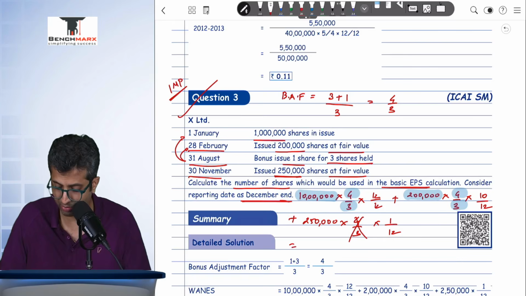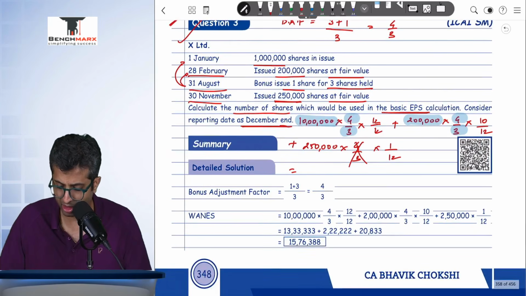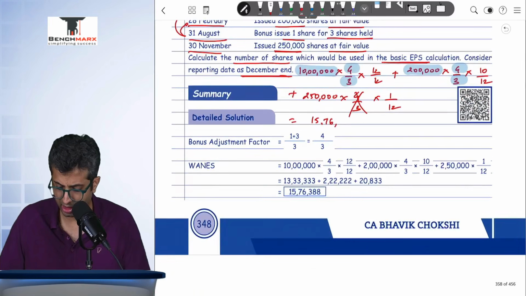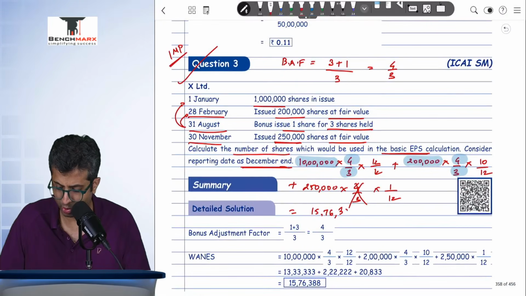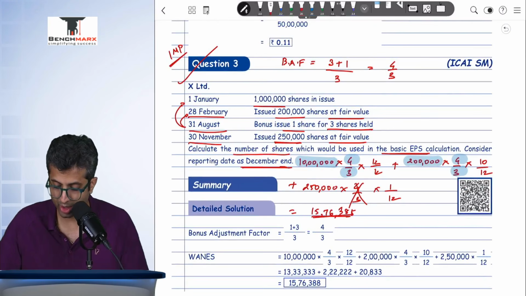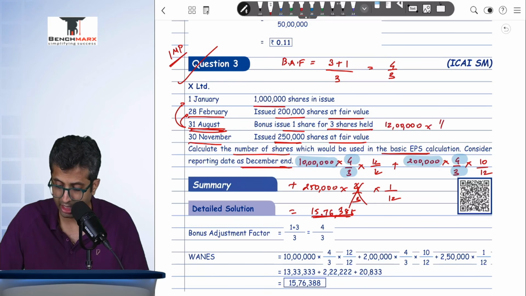And if I multiply this, I will probably be getting around 15,76,388. You can just verify that once. Remember, the mistake that you will end up making is, when you see this, you will say, okay, on 31st August, if the bonus shares are there, till date there were 12 lakh shares, you might end up doing 12 lakhs into 1 by 3, that is equal to 4 lakhs bonus shares.